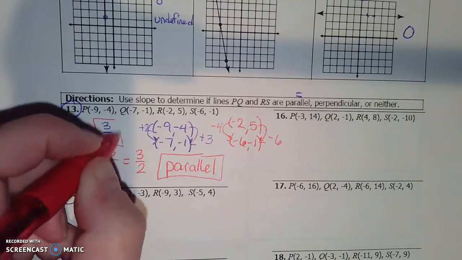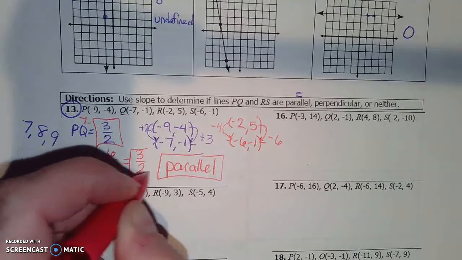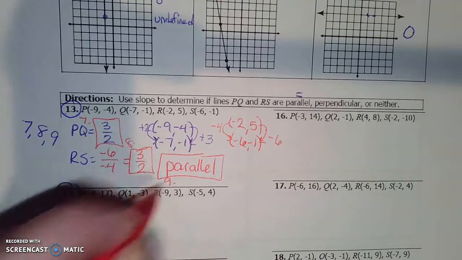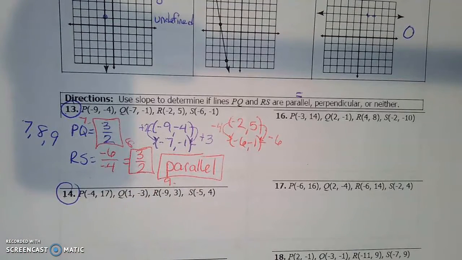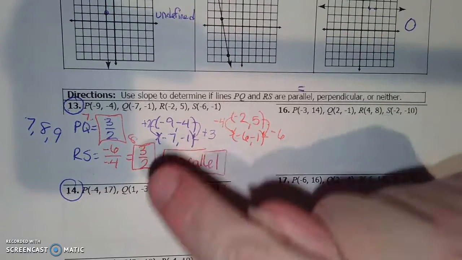So like this would be number 7. This would be number 8. And this would be number 9. So that's where, if you look at how many problems this assignment is, it gets lengthy because of that. And then you would go to this one next.